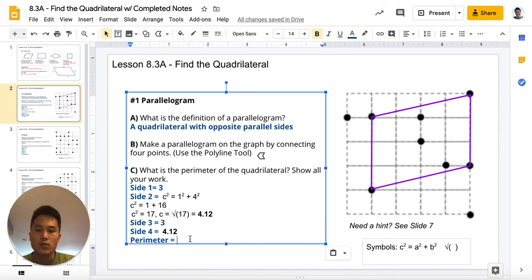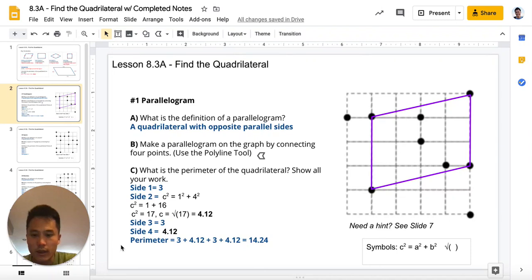Okay, so then now for my perimeter, I have to add up all the sides. 3 plus 4.12 plus 3 plus 4.12. You can check on a calculator if that's helpful. Add them all together and we get 14.24. There we go. That's the perimeter.